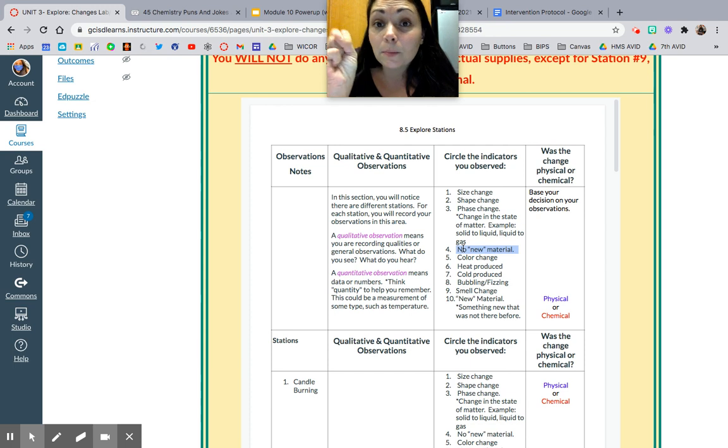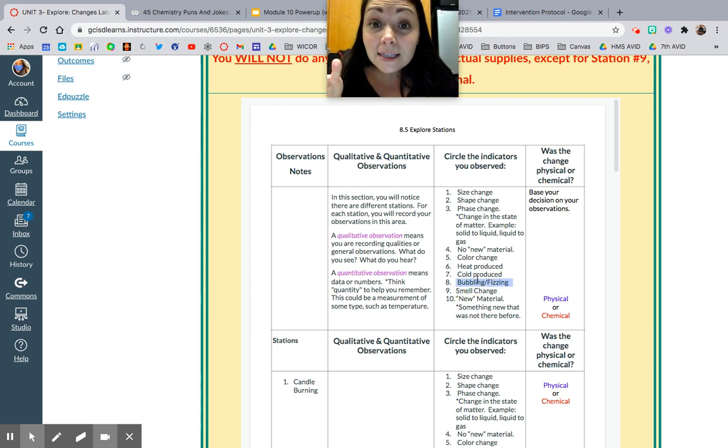So for example, take a piece of paper, crumple it up. No new material, it's just crumpled paper. Was there a color change? Unexpected color change. Like I was saying, if y'all paint a chair red, the red's expected, so that's not really an unexpected color change. Was there heat produced or was there cold produced? Did it get hot, exothermic, or did it get cold, endothermic, like an ice pack?